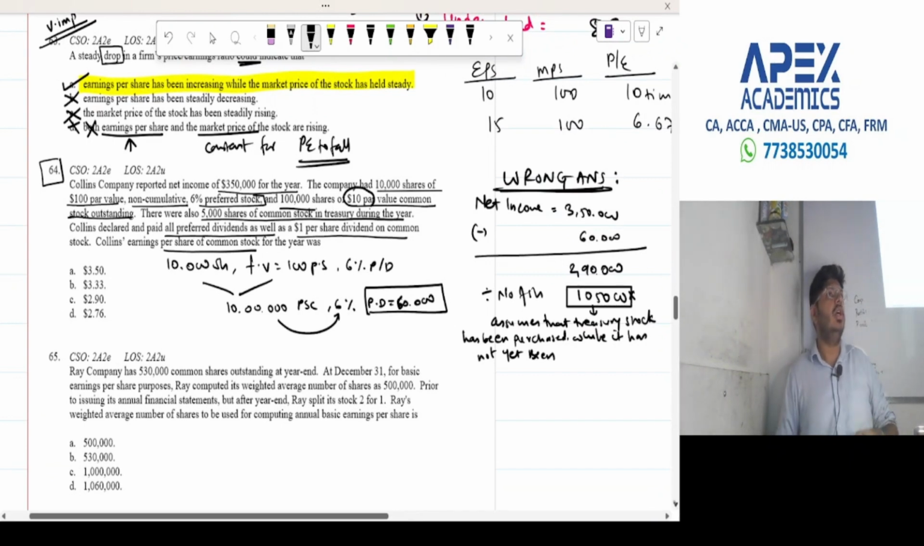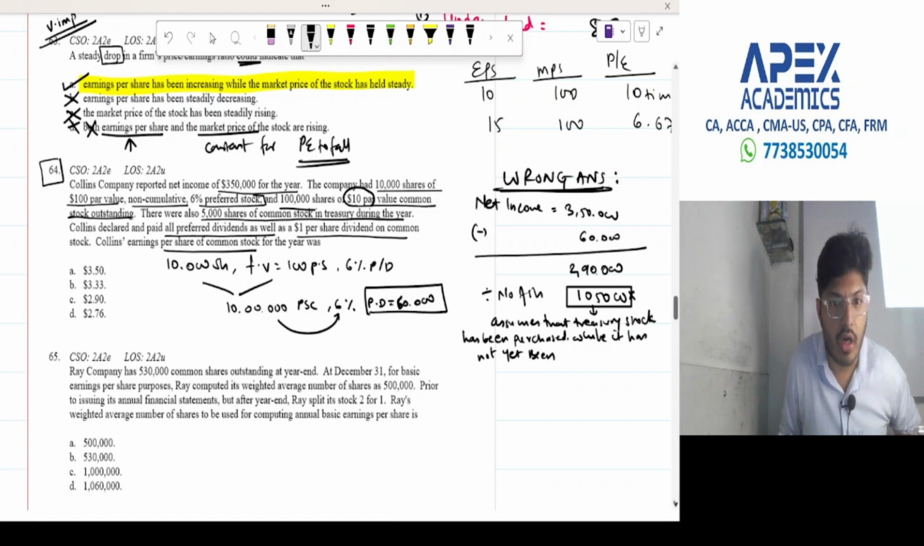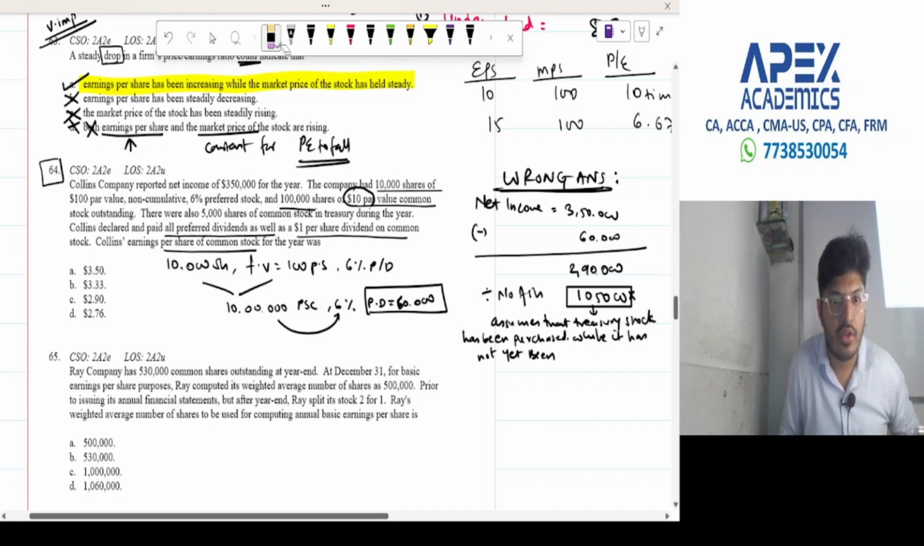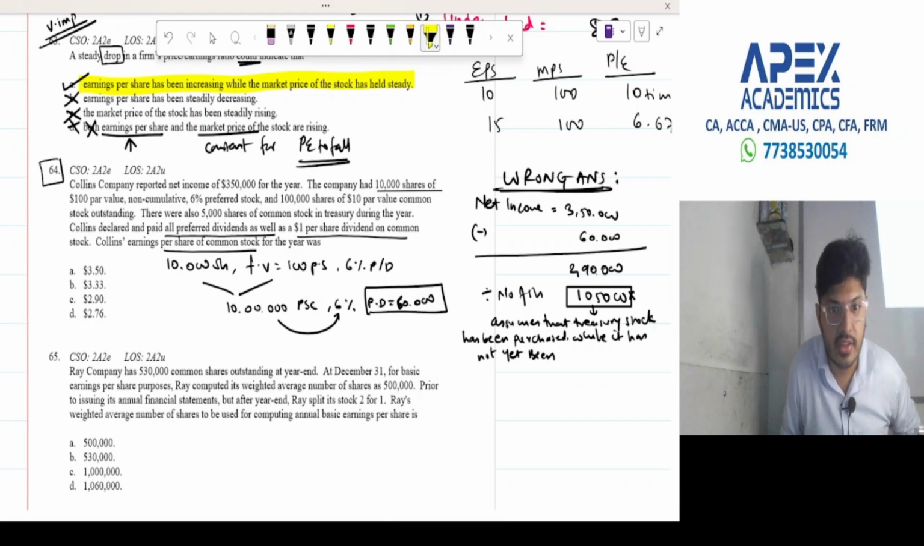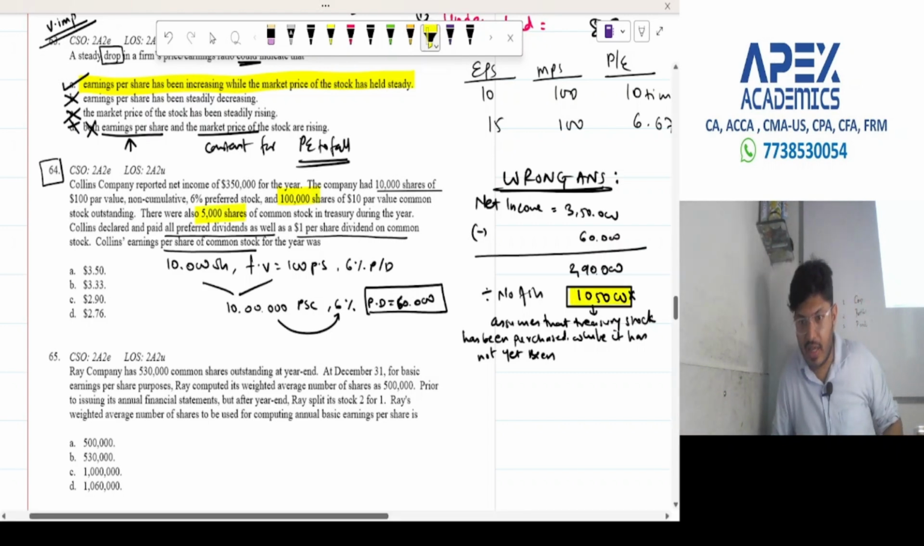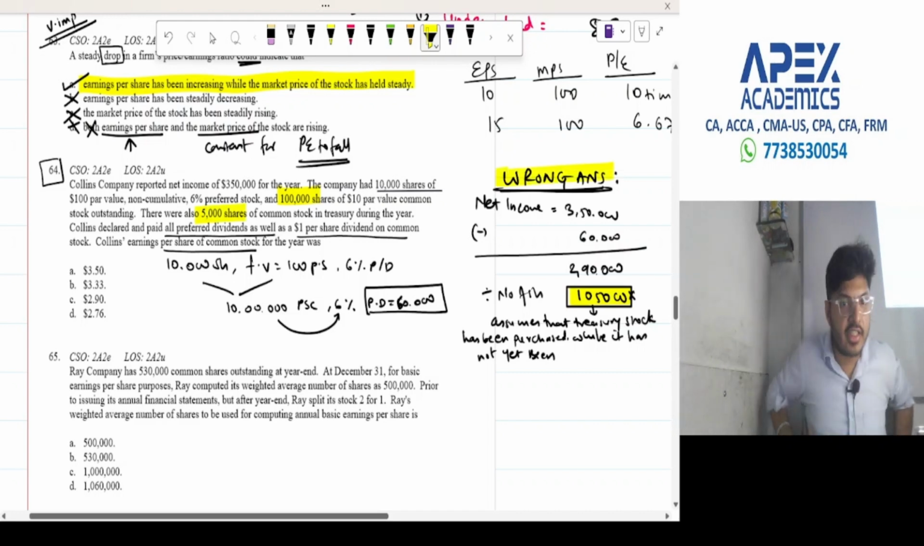Why is it wrong? Because you are assuming that you have how many shares? 1 lakh shares. What are you assuming over here? You have 1 lakh shares and you are buying back the treasury stock. See here, these are your 1 lakh shares and you are buying back the treasury stock. That is why you are writing 1,05,000 here. This is wrong. Where does it say that the shares have been bought back?